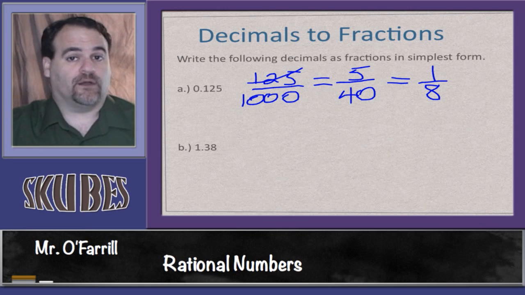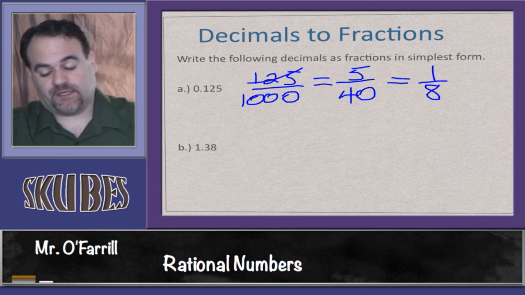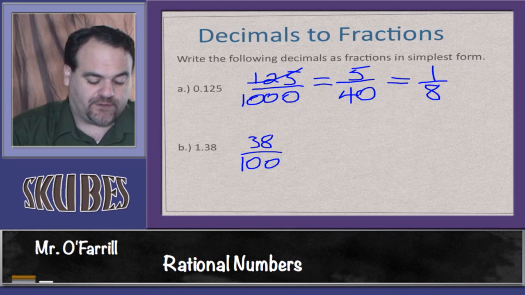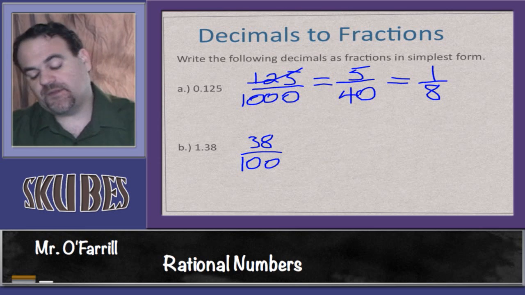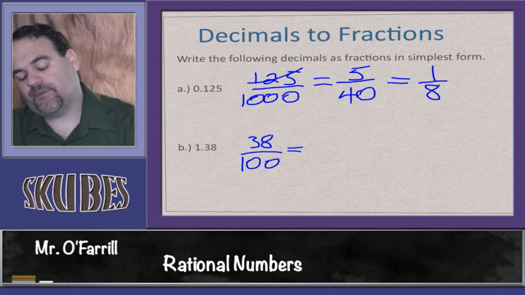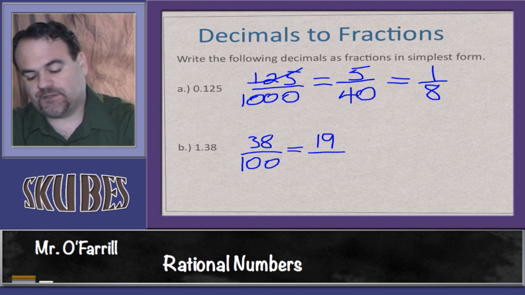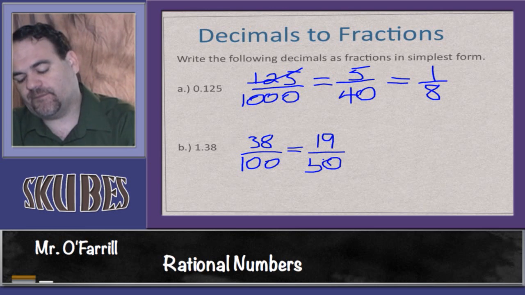All right, and let's take a look at this next one. I'm going to ignore the 1 in front of the decimal for now, just like I did on our last fraction to decimal issue. We have 0.38, which is 38 out of 100. Both of these numbers are divisible by 2. 38 divided by 2 is 19, and 100 divided by 2 is 50.